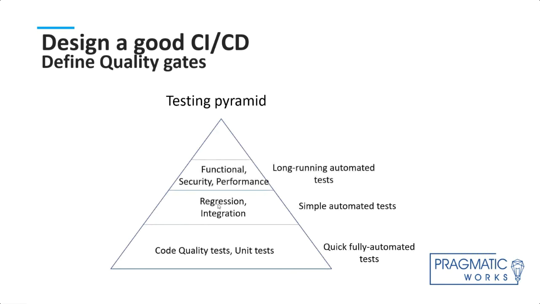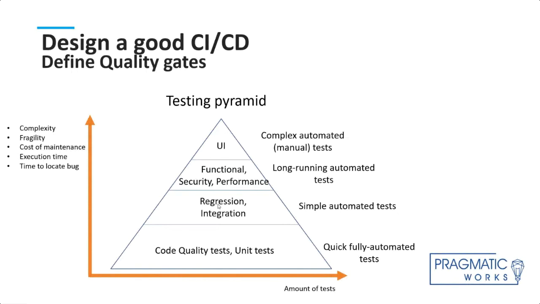Then we have functional, security and performance testing, which mostly run on a schedule for a long time and take a lot of effort to maintain. And at the top of this pyramid, we have UI tests, which are mostly manual and less automated, but they require a lot of effort from QA engineers to maintain, and we need to eliminate any other kinds of errors before we reach this kind of tests.